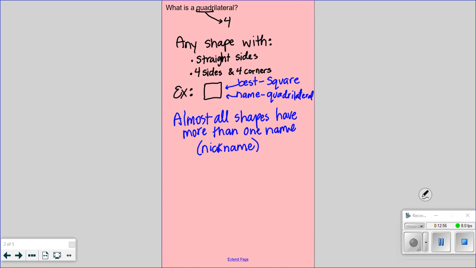Okay. How many of you drew this? How many of you drew that? Is that a quadrilateral? Yes. Is it a square? No. Is there any other name for it? I'm wondering, what's the best name for that shape? What do you think? Triangle? It's not a triangle. It kind of looks like a triangle, but remember, triangles have to have three sides, and this one has four.